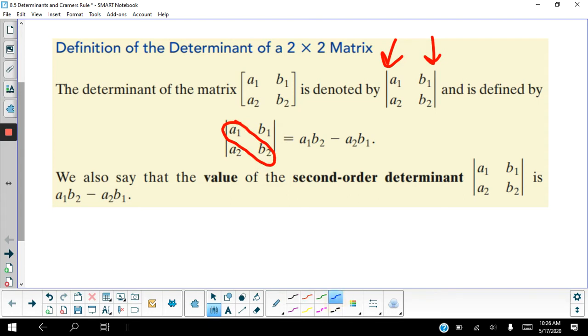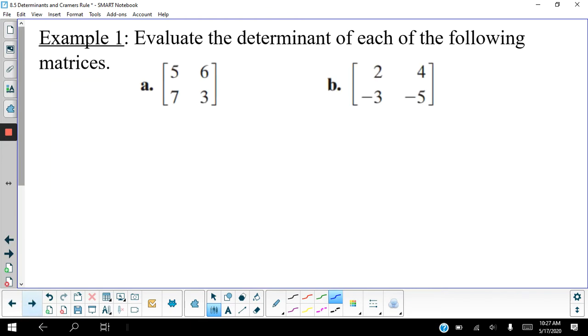And then we will take the other numbers, A2, B1, the bottom left, top right, multiply them together, and we are going to subtract the difference, always starting with the top left first. So that's what you see right here where it says A1 times B2 minus A2 times B1, and determinant will always be one number. It's not going to be a matrix. So let's go through an example of it. They're pretty easy with the 2 by 2s.